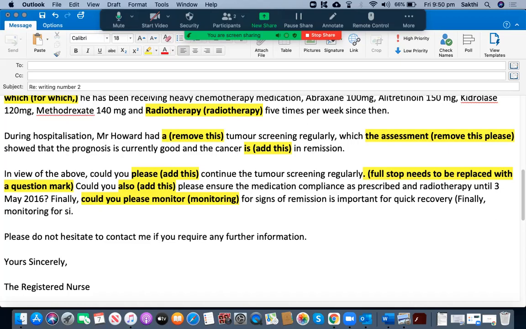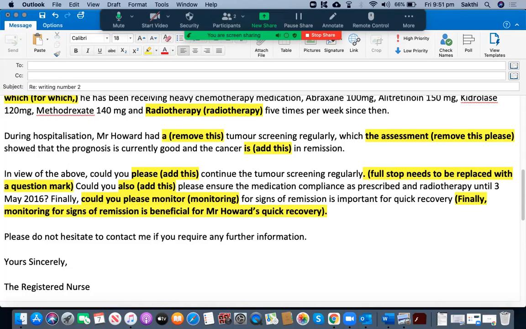monitoring for signs of remission is beneficial for Mr. Howard's quick recovery. Sorry, I think it's Mr. Howard's. Yes. So finally, monitoring for signs of remission is beneficial for Mr. Howard's quick recovery. Something like that. So you could have written like this. So it's going to be a sentence. It's not a question.